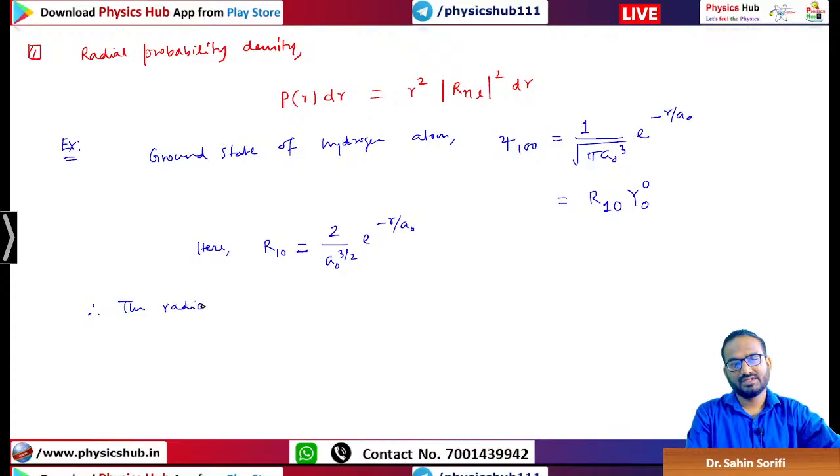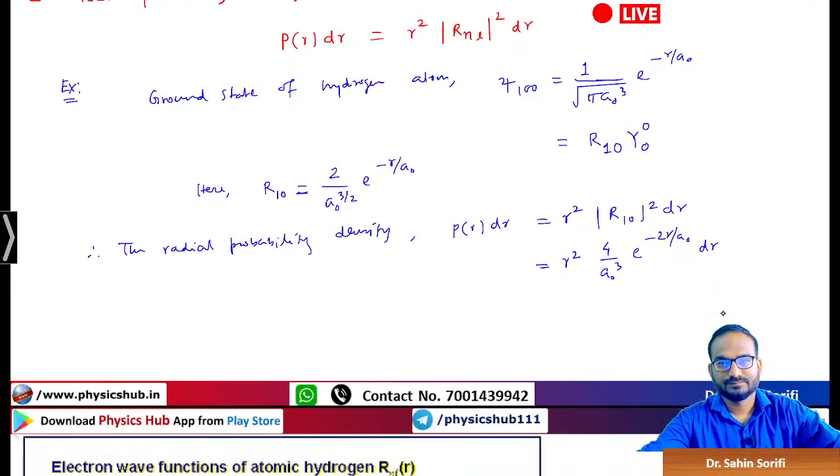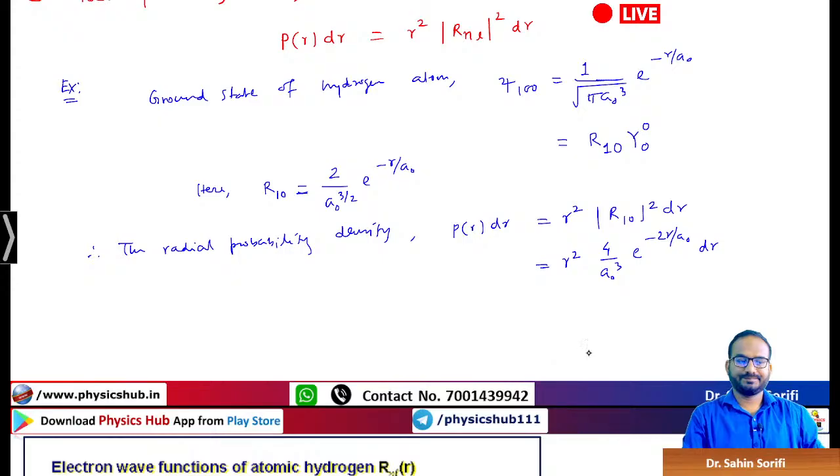Therefore the radial probability density, P of r dr, is equal to r square R10 mod square dr. That gives 4 by a naught cubed, r square e to the power minus 2r by a naught dr. A naught, you know, is the Bohr radius.